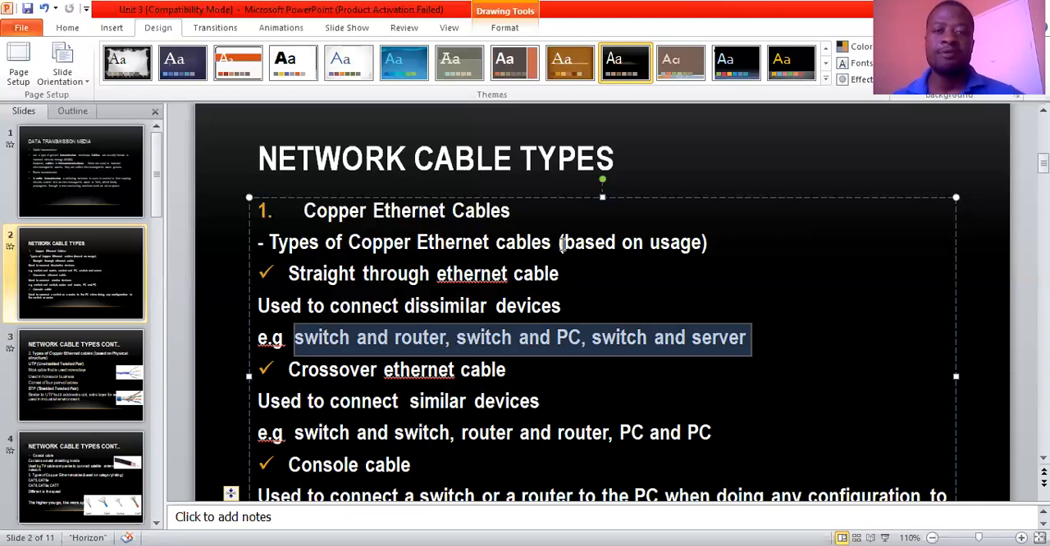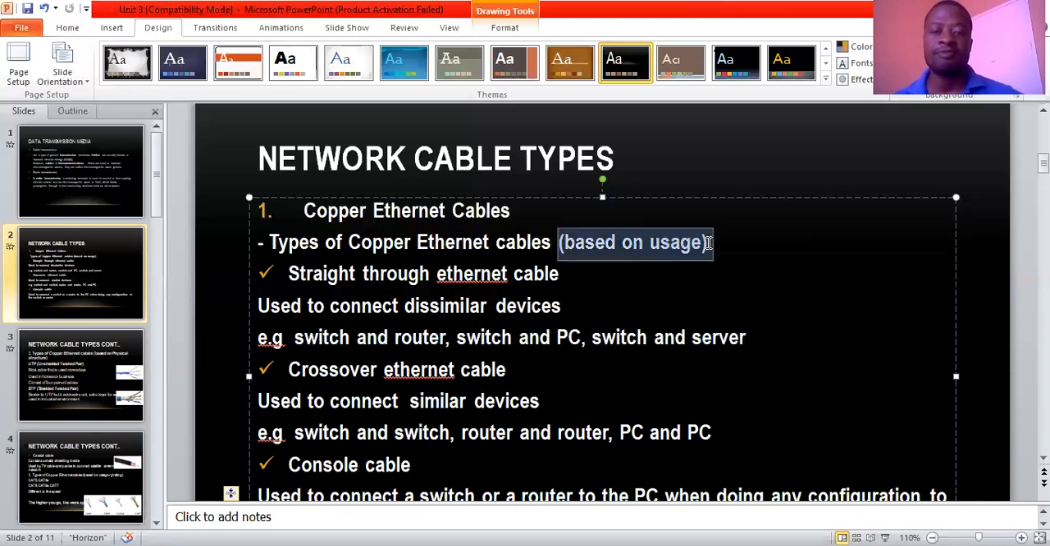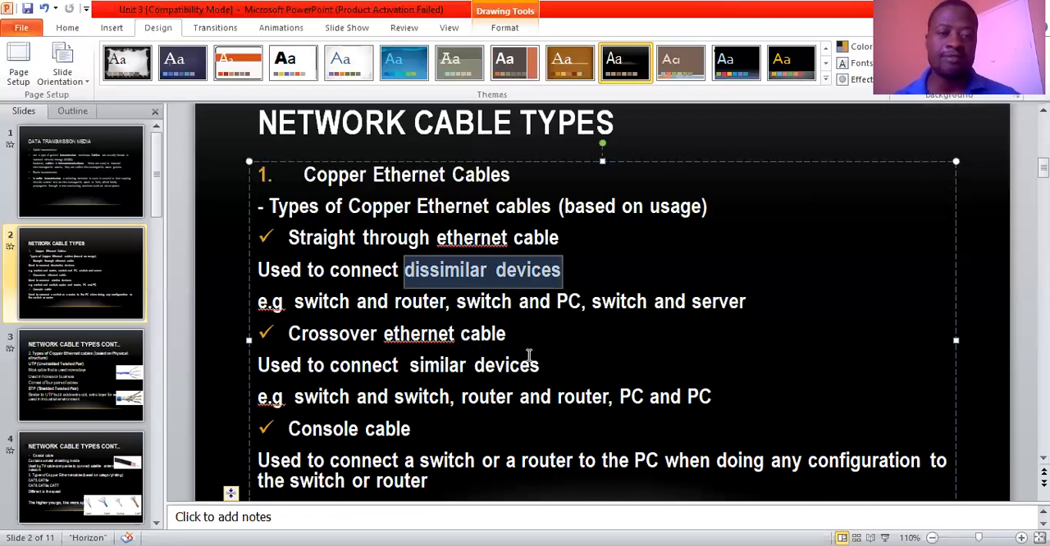That's why we said we are going to base these types of cables on their usage. Okay, so between a switch and a router, between a switch and a PC, between a switch and a server, straight-through cables. That's a very, very important one. These are used to connect dissimilar devices, the devices that are not similar. Okay, moving on with the next one, the type of copper cables based on usage.